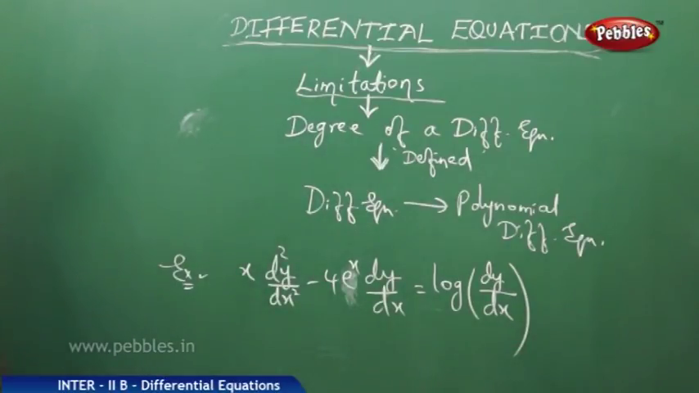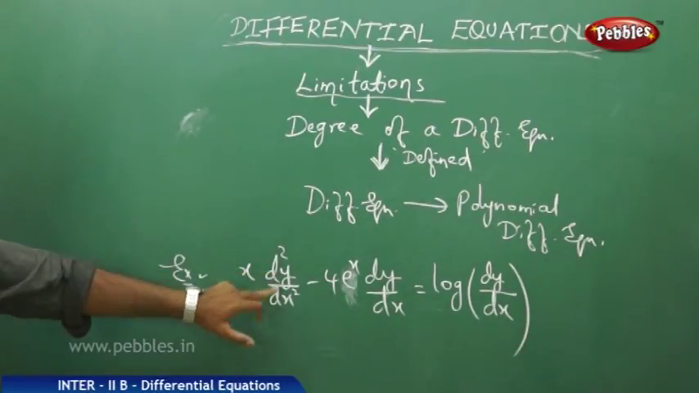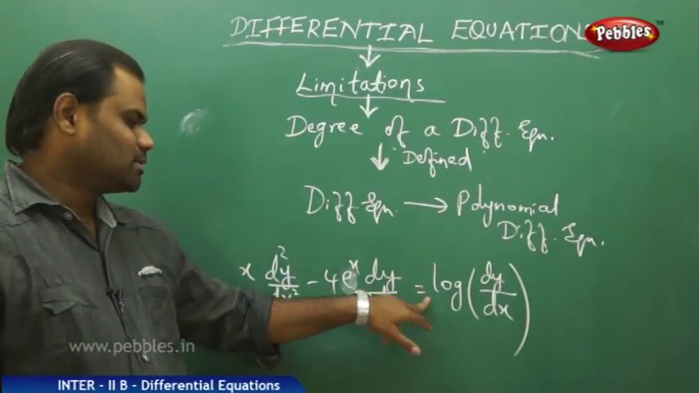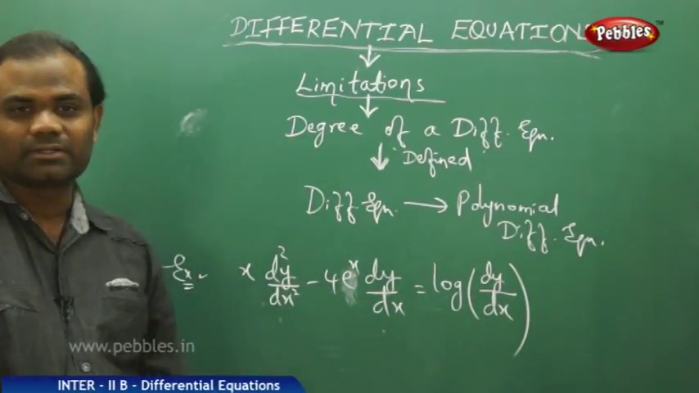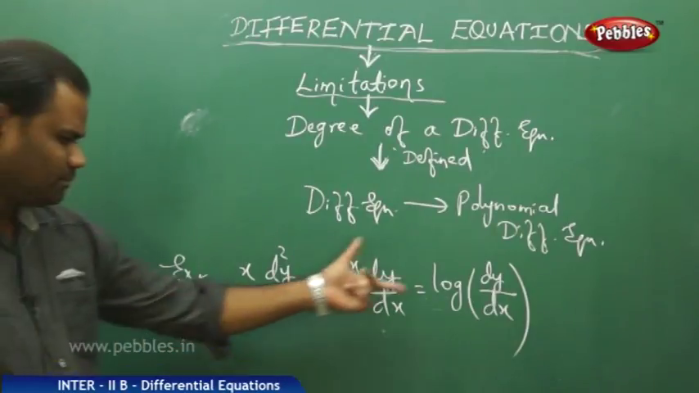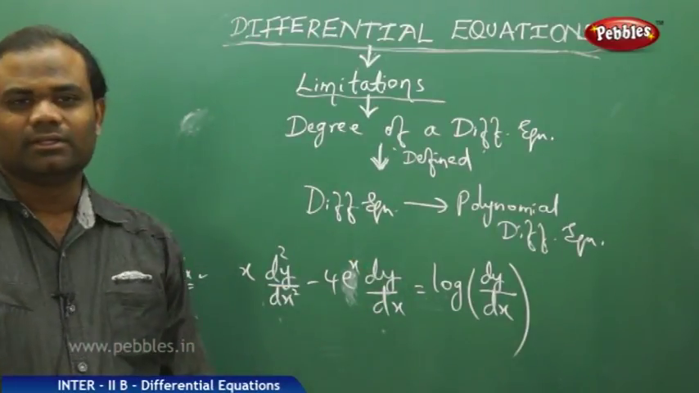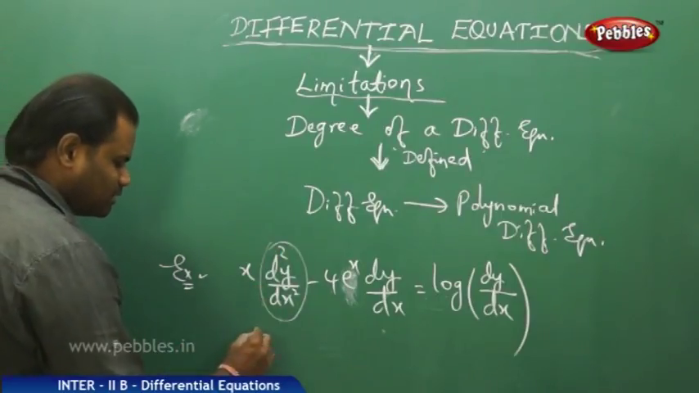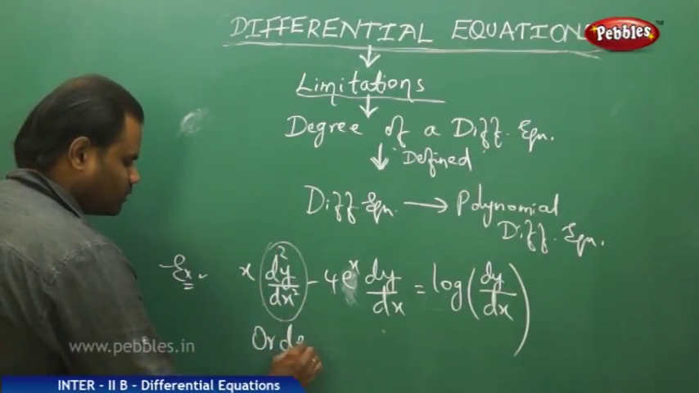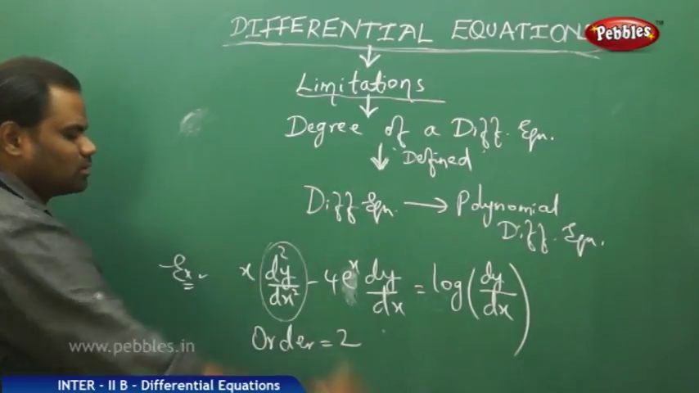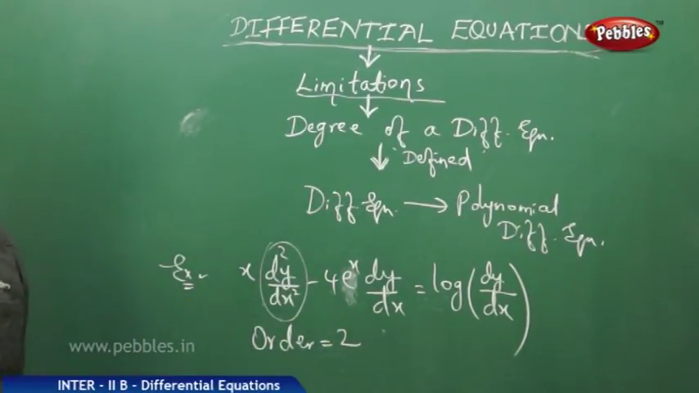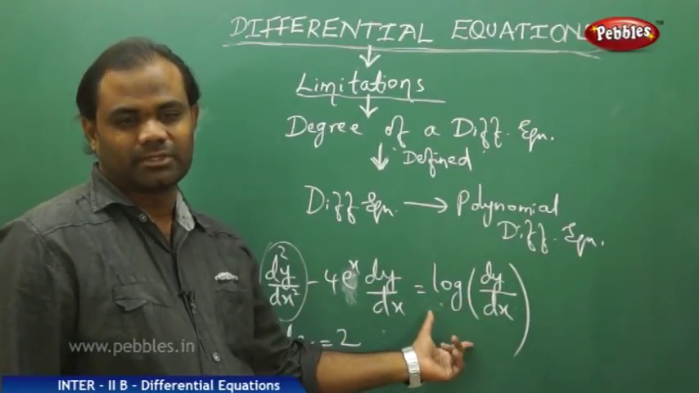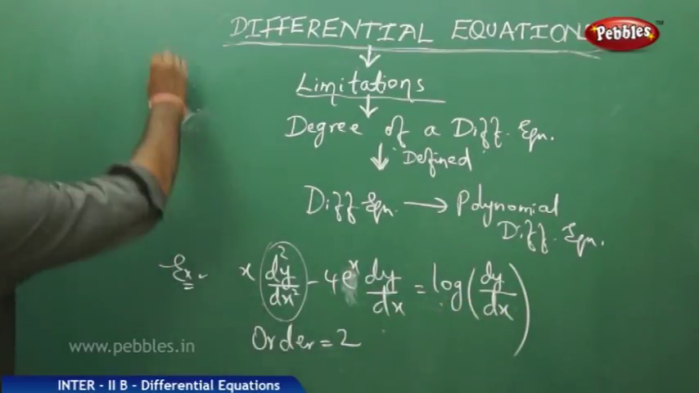For example, I have the differential equation x d square y by dx square minus 4 e power x dy by dx equals log dy by dx. Then we cannot find the degree of this. Though the order is the highest derivative, and the order of this differential equation is 2, the degree is not defined because of the log. This cannot be expressed as a polynomial differential equation.